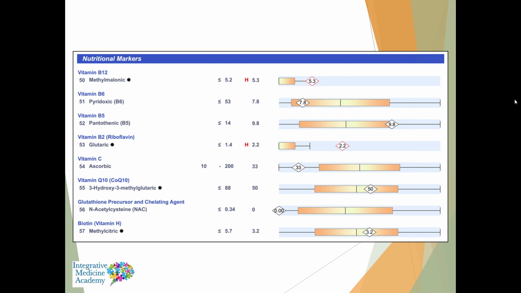is a high level of methylmalonic acid. Methylmalonic acid is linked to a B12 deficiency. We also have a riboflavin deficiency. And riboflavin is very complex as far as where it is active within our body and within the cell. Riboflavin is actually needed by MTHFR in order to help convert inactive folate to active folate.